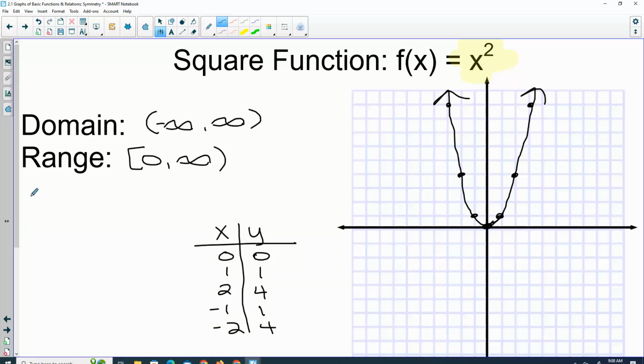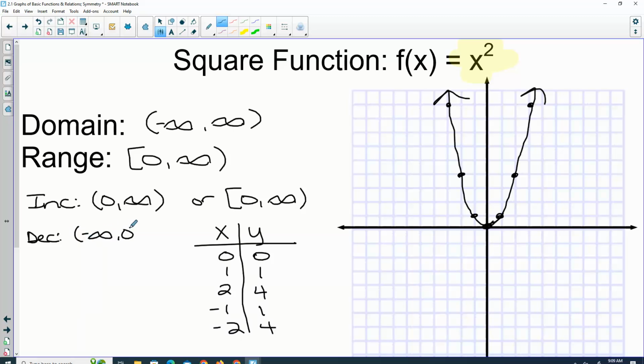If I asked, can you tell me, where is this function increasing? From 0 to infinity. Technically, with increasing and decreasing, it doesn't matter if you do parentheses or brackets. Because the way it's defined at a single point, you're not going up or down, so either of those would be fine. Where is this graph decreasing? So again, I don't care if you put a parenthesis or a bracket on the 0.